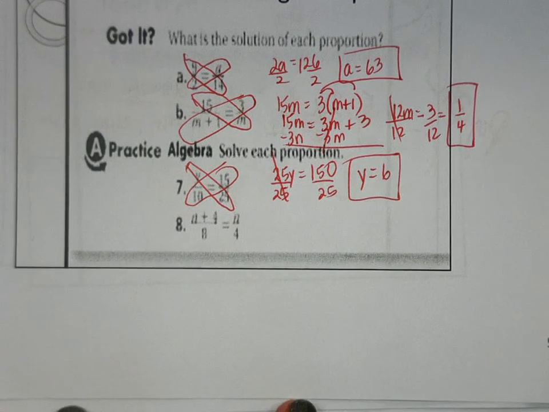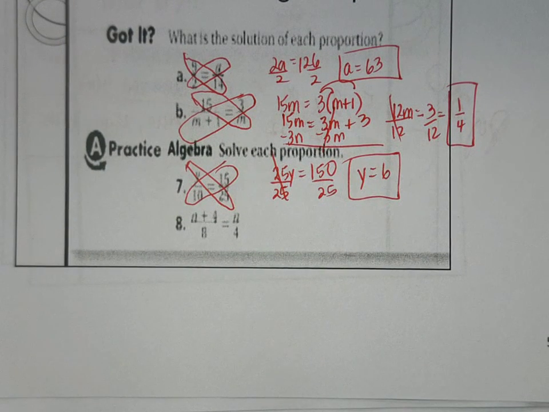Okay, number A, do it on your own. When you get your answer, show me on your fingers. Good, good. Perfect. Albert, you got this? Perfect.